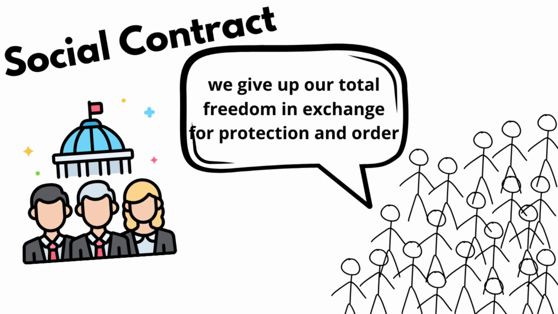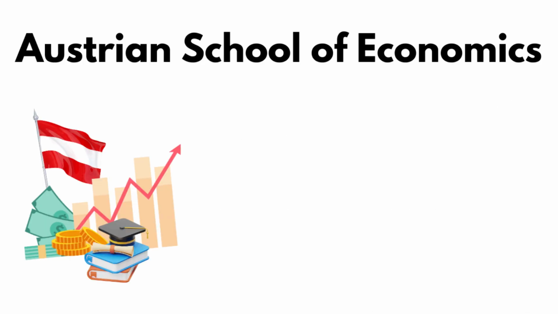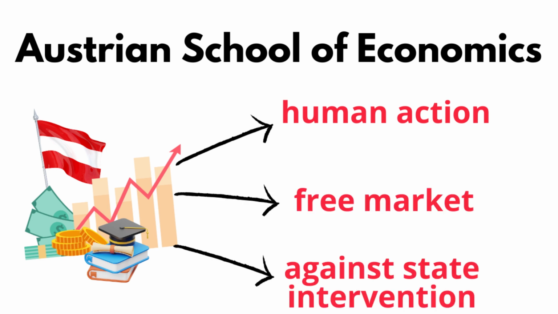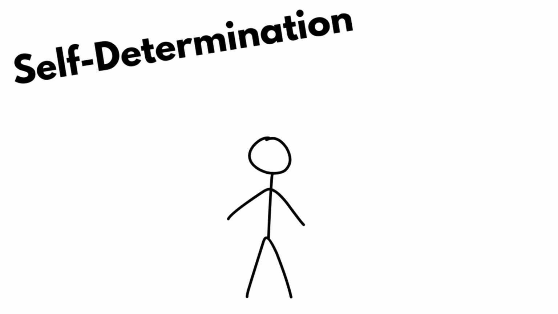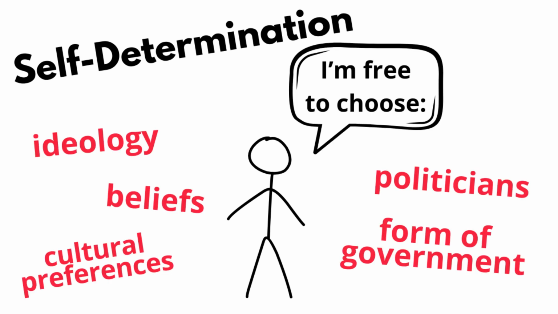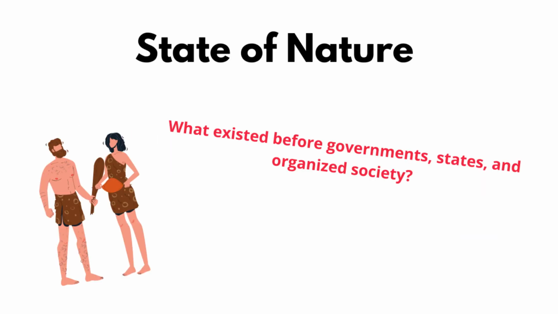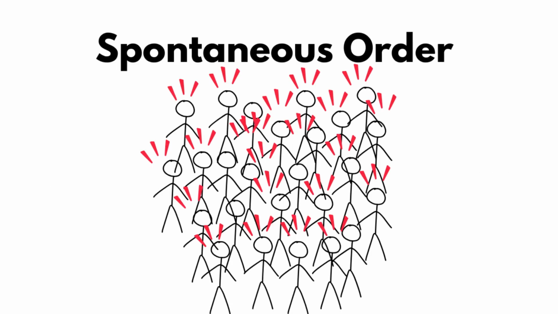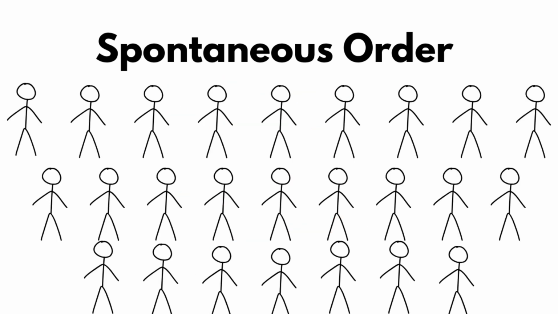protection and social order. Austrian School of Economics, economic tradition emphasizing the importance of individual human action, free markets, and criticisms of state interventionism. Self-determination, principle recognizing the right of peoples to freely determine their political, economic, social, and cultural status. State of nature, philosophical concept describing the condition prior to the formation of organized societies and governments. Spontaneous order, a phenomenon in which social order emerges from individual interactions without centralized planning.